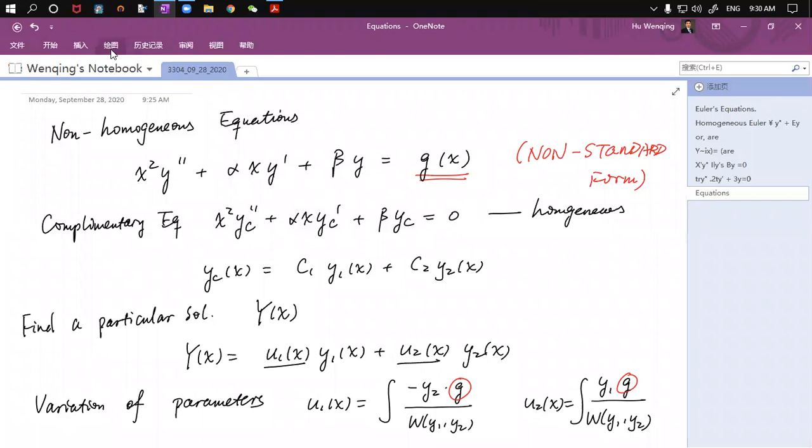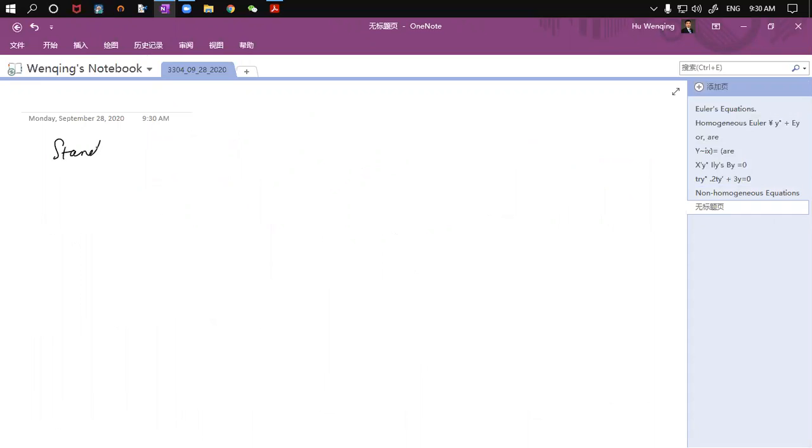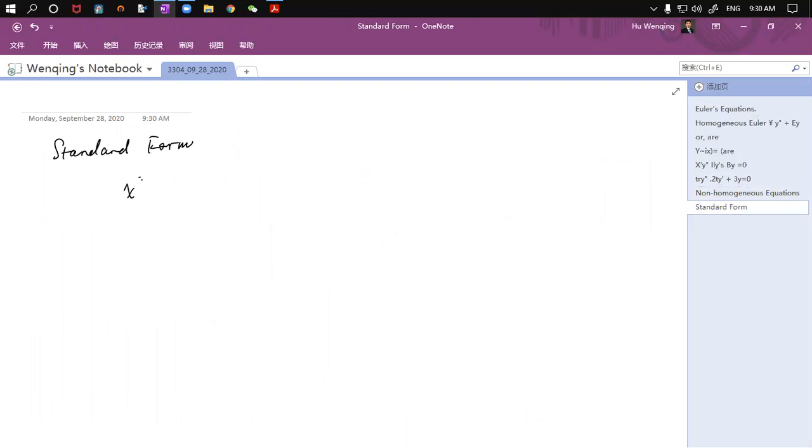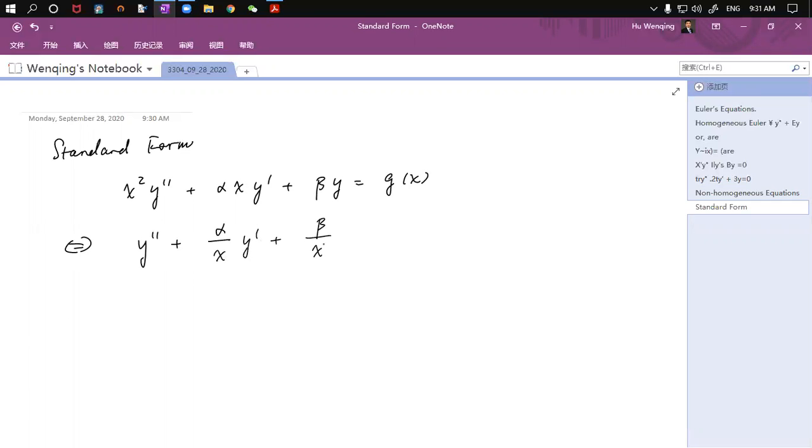So that's going to be super important. That means that you have to turn this equation into standard form. And if you turn it into standard form, x squared y double prime plus alpha x y prime plus beta y is equal to g of x should be turned into the standard form y double prime plus alpha over x y prime plus beta over x squared y is equal to g of x divided by x squared. So that's going to be in standard form.